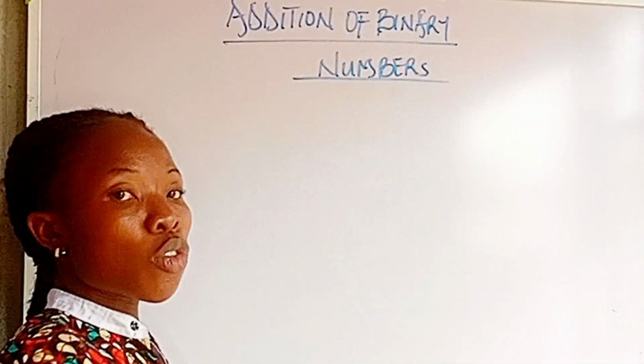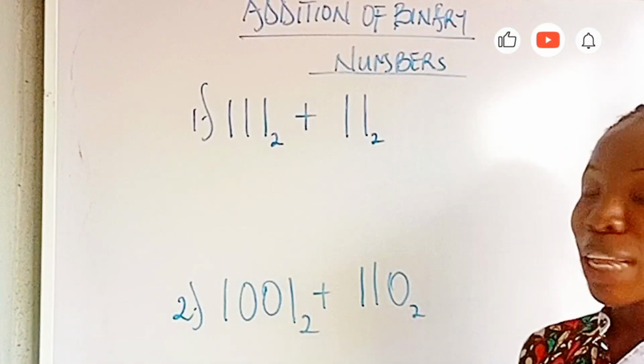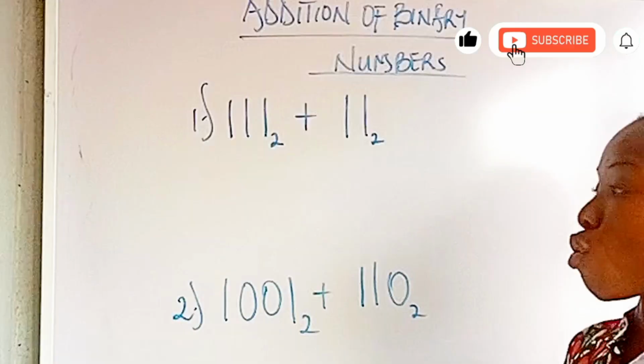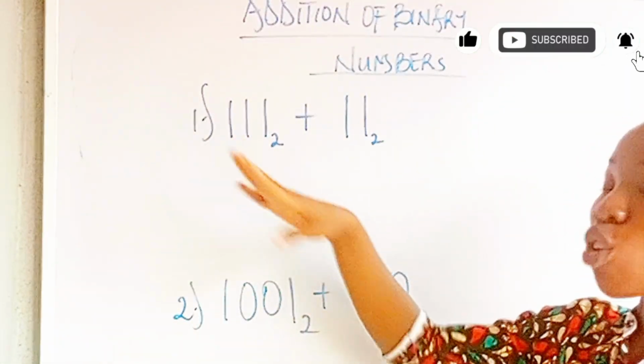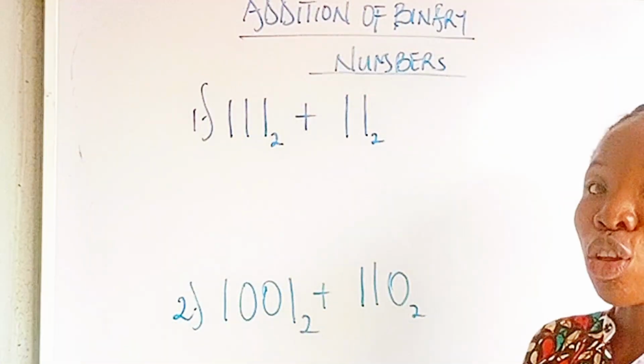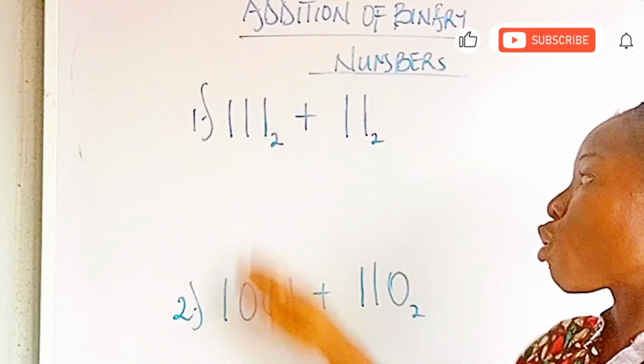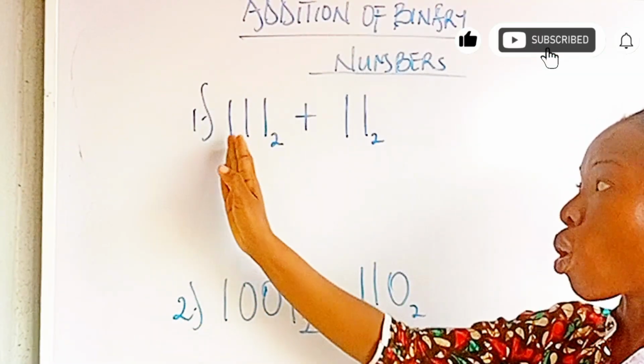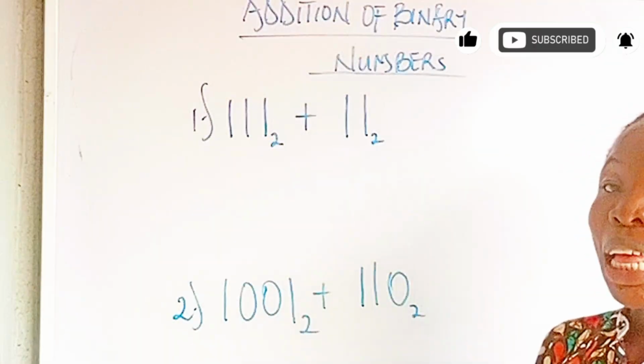So today we want to look at addition of binary numbers. In binary, you don't call the numbers in hundreds, tens and units or thousands. You don't call the numbers in base 10. You call it the way it is. So you call it 111 base 2. That's how to call it.